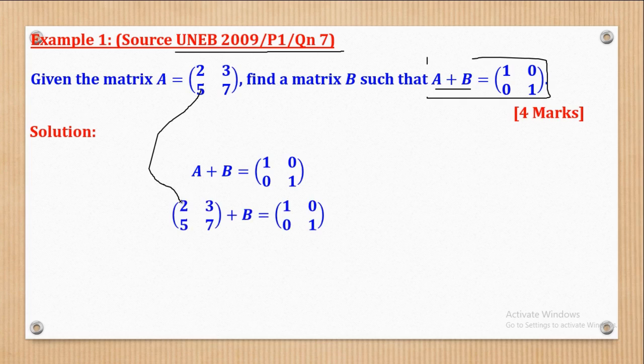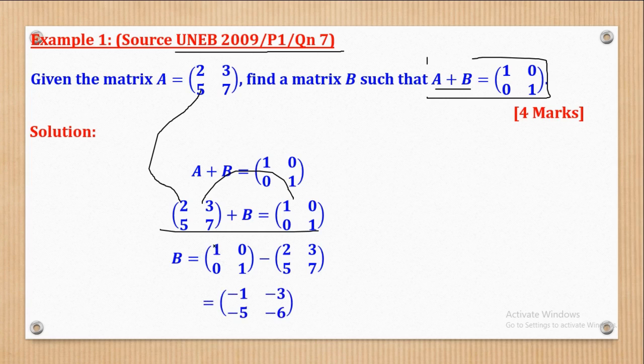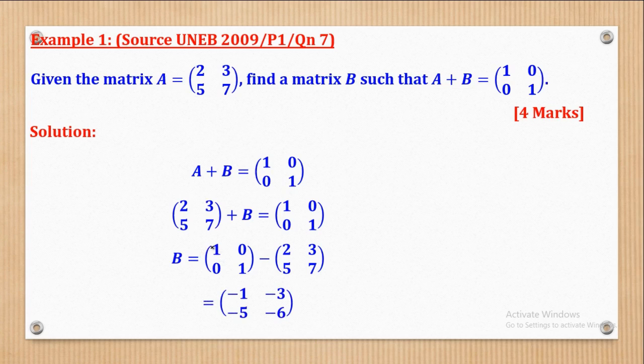Sorry, we know A, so we shall come and substitute for A to come up with this line. After that, we are going to put this one the other side to come up with B equal to 1, 0, 0, 1 minus 2, 3, 5, 7. Now from there, I'm going to subtract using the same procedure like we have seen in the introduction. I'll say 1 minus 2 to come up with negative 1. Then 0 minus 3 to come up with negative 3. Then 0 minus 5 to come up with negative 5. And lastly 1 minus 7 to come up with negative 6.